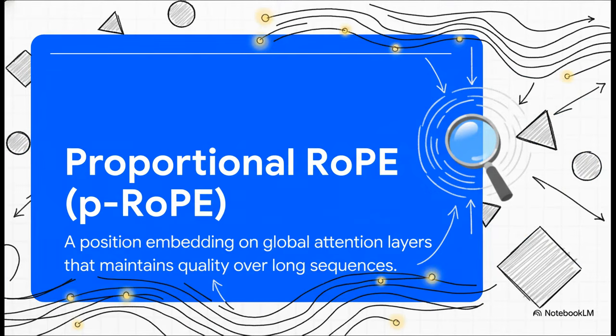And for those moments when it does zoom out to see the big picture, there's another secret weapon called proportional RoPE. You can just think of it as a special trick that stops the model from getting lost or confused when it's dealing with a really, really long document. It's what makes sure it can keep track of everything across that entire 256,000 token window.